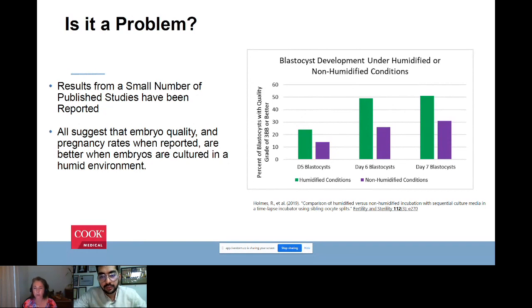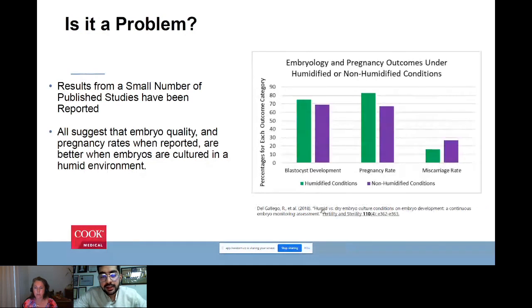The total number was similar, but the quality was different. And is this the same for sequential media and single step media? Because we know that we're changing the media on day 3 for a sequential media, so that would be really changing the osmolality as far as the single step is concerned.